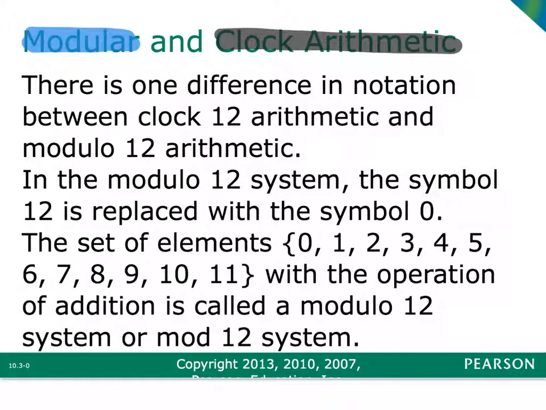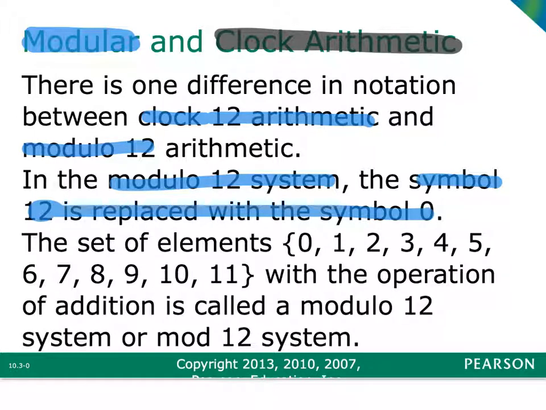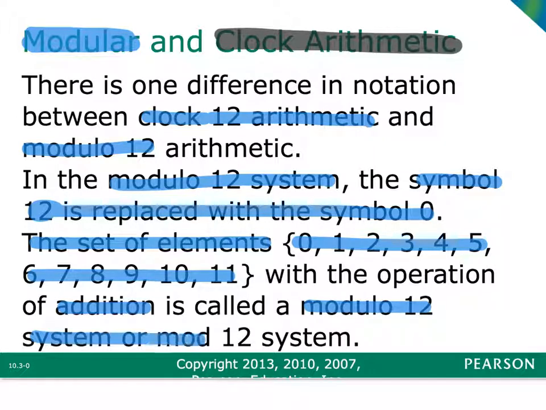Okay. So if we talk about modulo 12 arithmetic, it's just like clock 12 arithmetic, but we do something a little different. Instead of using 1 to 12, in the modulo 12 system, we replace 12 with the symbol 0. In other words, instead of using 12 o'clock, we're going to use 0. Now we have this set of elements, 0 and then 1 through 11. So we're not going to have a 12. And then we do the operation of addition. That's called a modulo 12 system, or a mod 12 system.